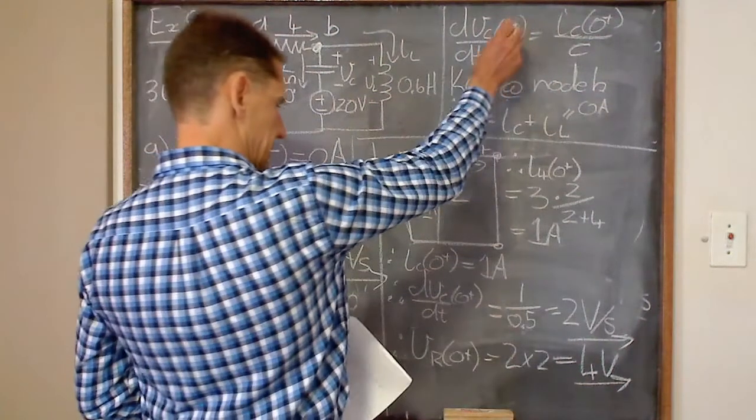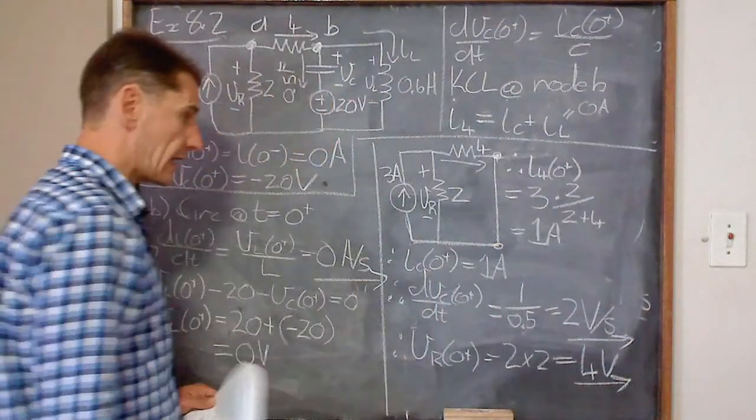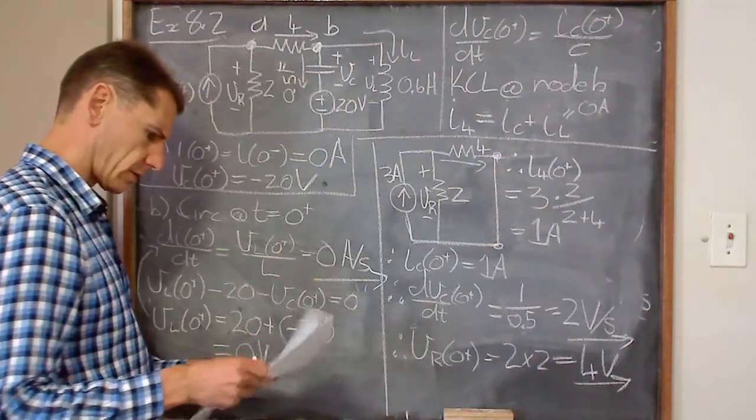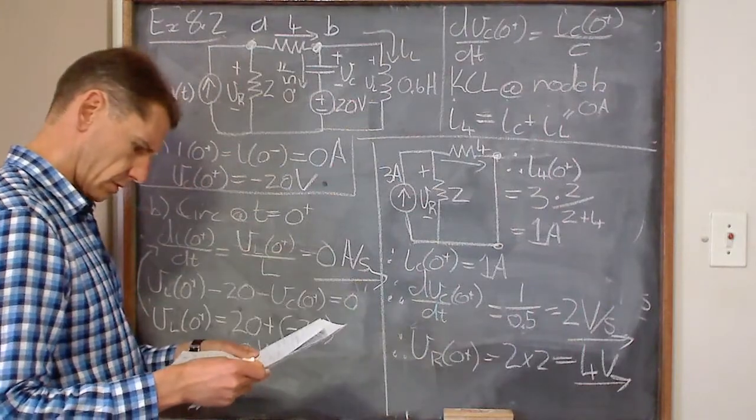And we've got dVc dt now, so that's sorted. So now we're left with, oh no, there's still the final conditions that we have to, didn't they ask for that?